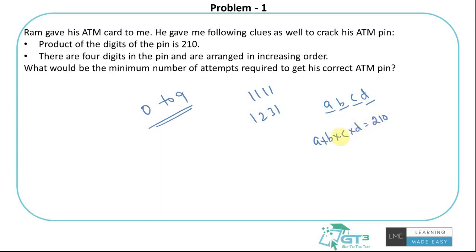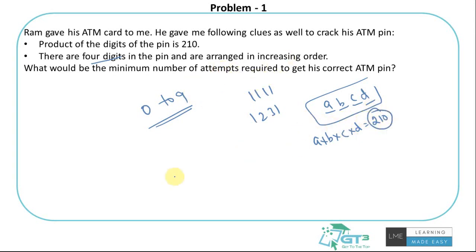210, right? As I said, there's only one equation with 4 variables, so it is not sufficient to answer. And there's one more clue which says there are 4 digits. So I have used this clue as well, that there are 4 digits. That's why we have taken A, B, C, D, and they are arranged in increasing order. So I cannot solve the question based on just the given clues. So what will I do?